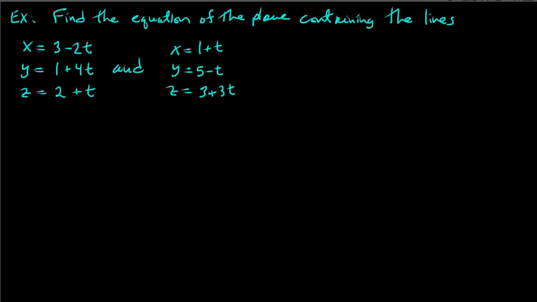Okay, so find the equation of the plane containing the lines. I'm not going to read them; you can read them for yourself, right? Okay, I'll read them. The first line, which we'll call L1: x equals 3 minus 2t, y equals 1 plus 4t, and z is equal to 2 plus t. And then line 2 has parametric equations x equals 1 plus t, y equals 5 minus t, z equals 3 plus 3t.